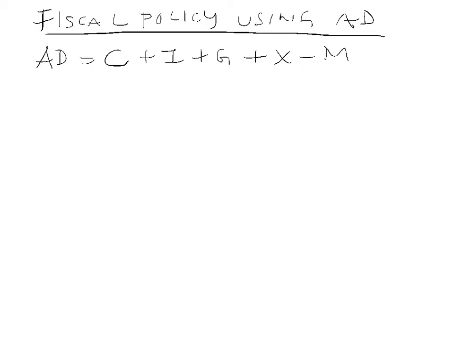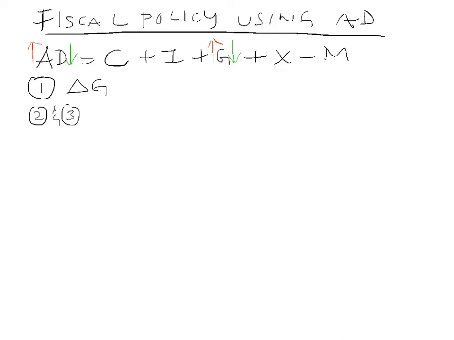Right? So in the first instance, it's a simple case of changing government spending. All you then need to do in this situation is increase government spending to increase aggregate demand, or reduce government spending to reduce aggregate demand. This will shift your aggregate demand curves.